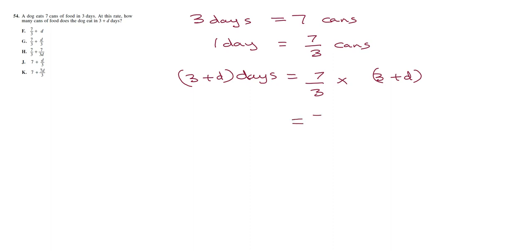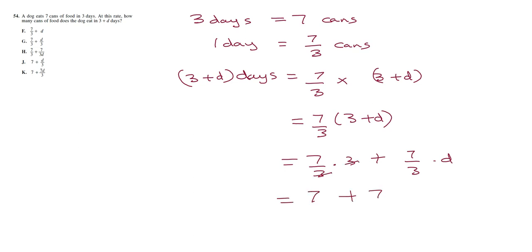So this is going to give us 7 over 3 and then 3 plus D. We have 7 over 3 times 3 plus 7 over 3 times D. Now we have these 3 crosses out, so we have 7 plus 7D over 3, and that is going to give us option K.